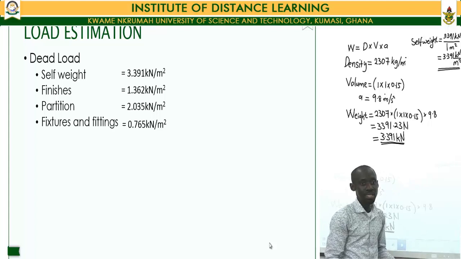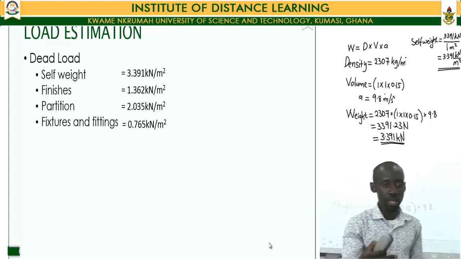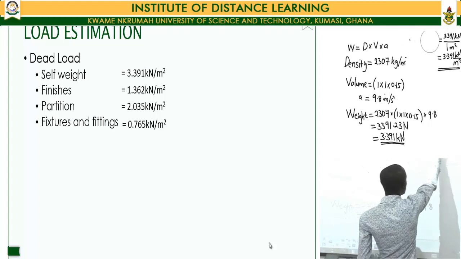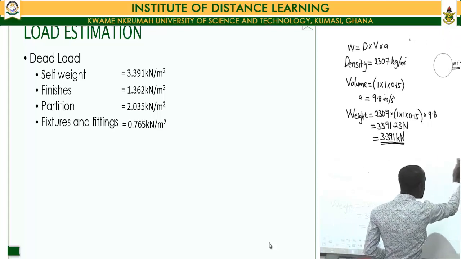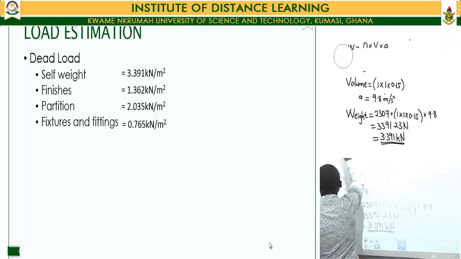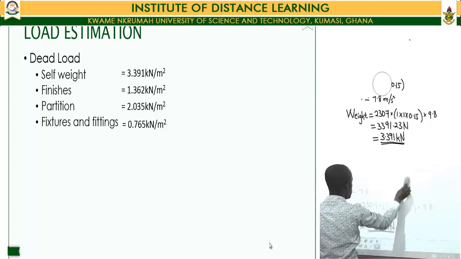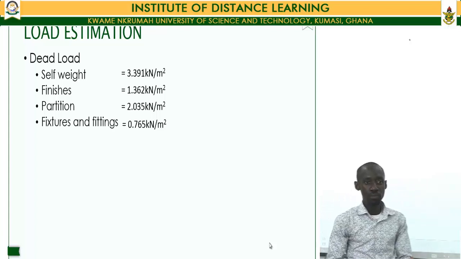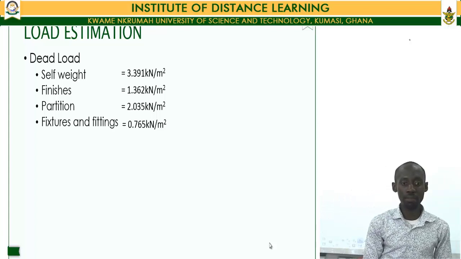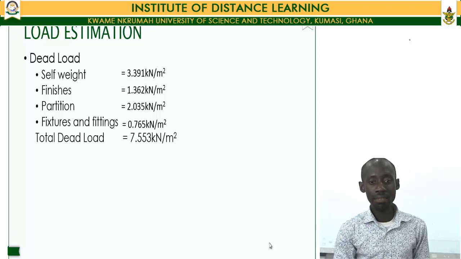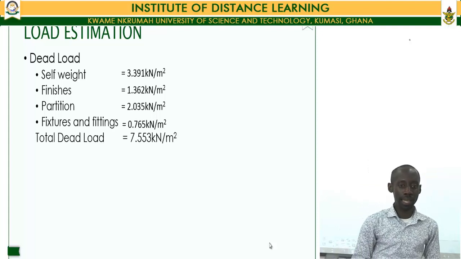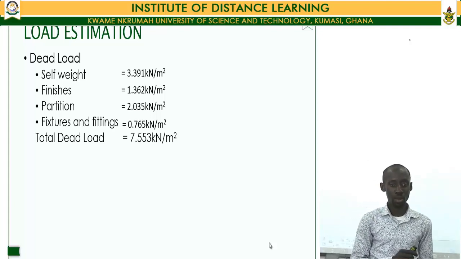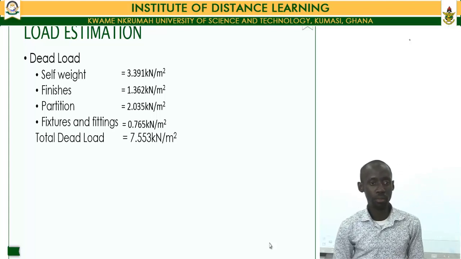Now, having arrived at the individual loads for all of the elements being considered under the dead load, everything is now summed together to get our total dead load. So once we arrive at the individual weight for all the elements, everything is summed out, and that gives us our total dead load. And in our case, we had that one to be equal to 7.553 kilonewtons per meter squared.